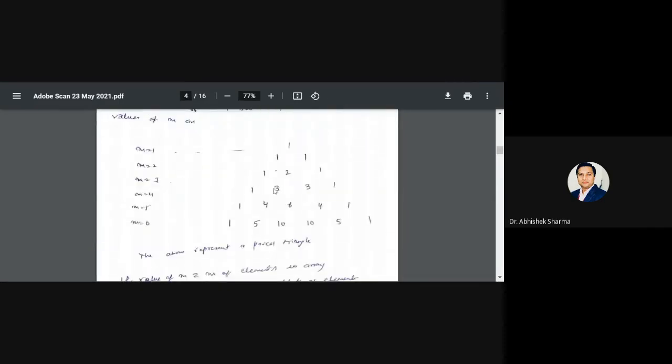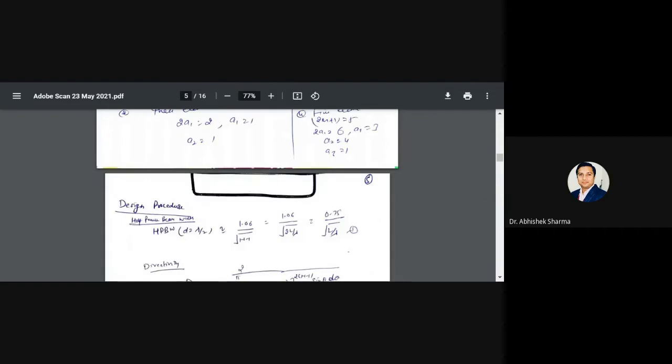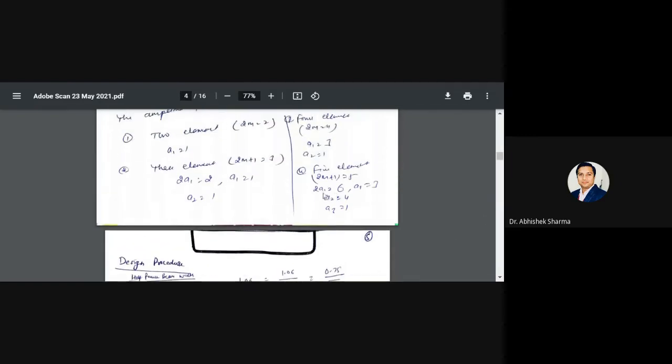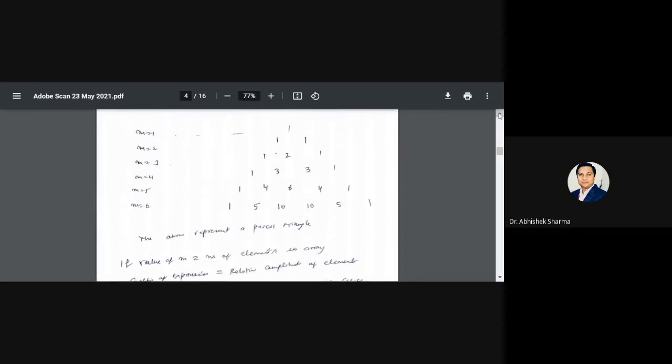So if I ask you what will it be for m is equal to 5, we can simply say that for m equal to 5, 2a1 is equal to 6. So a1 is equal to 3, a2 is equal to 4, a3 is equal to 1. So this one, 2a1 is equal to 6, a1 is equal to 3, a2 is equal to 4, a3 is equal to 1.